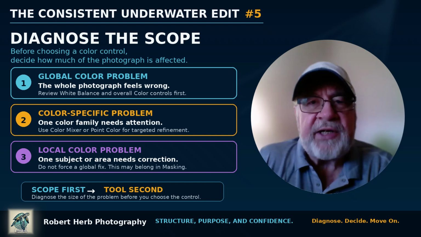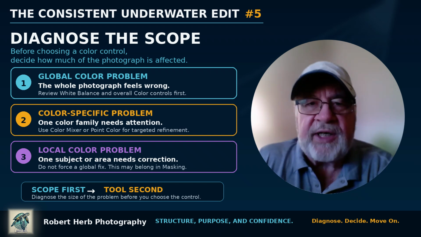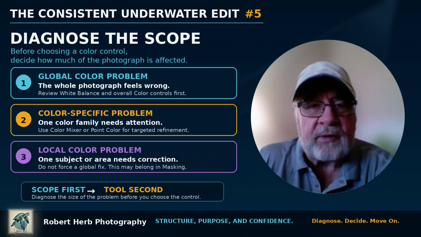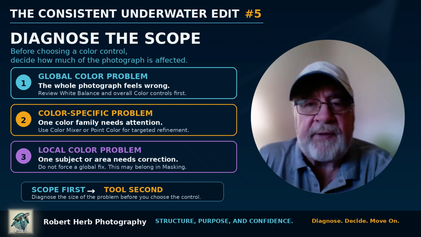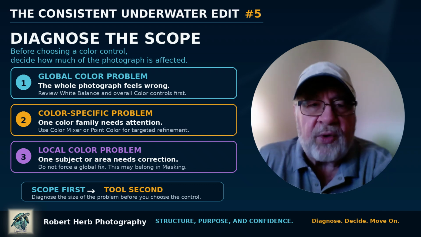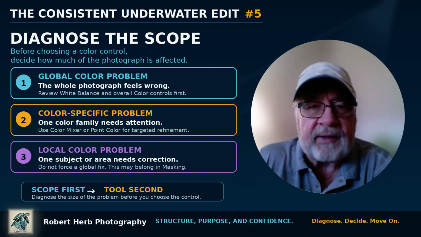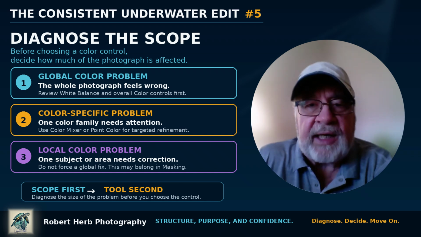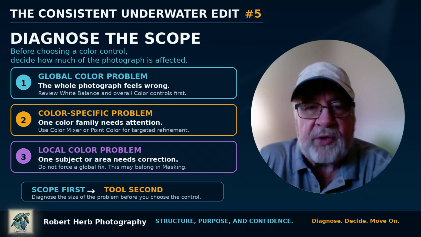Now that the foundation is working, the next question is, how big is the color problem? Is it global, color specific, or local? If the whole photograph feels wrong, I treat that as a global color problem. That usually sends me back to white balance or to an overall color adjustment. If one color family is the problem, I can be more targeted. That is where color mixer or point color becomes useful.